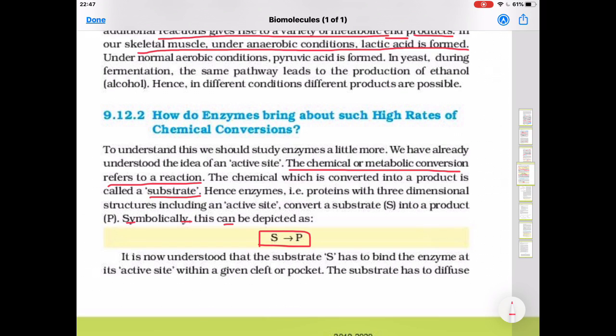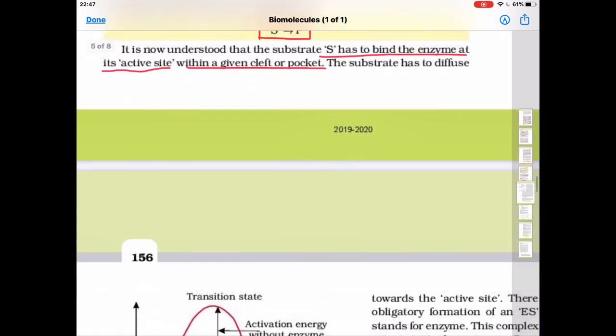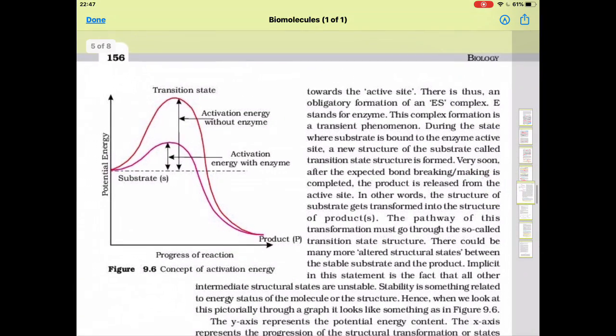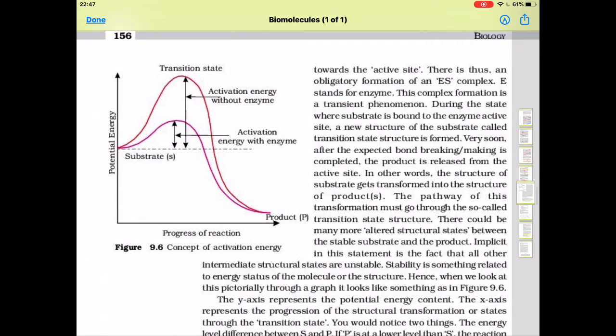Substrate S has to bind the enzyme at its active site within a given cleft or pocket. First, the substrate has to diffuse towards the active site and fix itself there. Thus, there is an obligatory formation of an enzyme substrate complex, the ES complex, where E stands for enzyme. The complex formation is a transient phenomenon. During the state where the substrate is bound to the enzyme active site, a new structure of the substrate called the transition state structure is formed. When the substrate fixes itself in the active site of the enzyme, a transition state is formed.